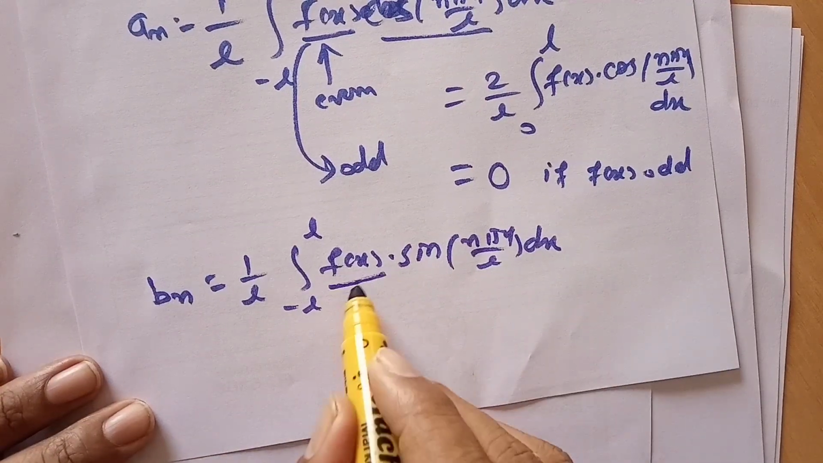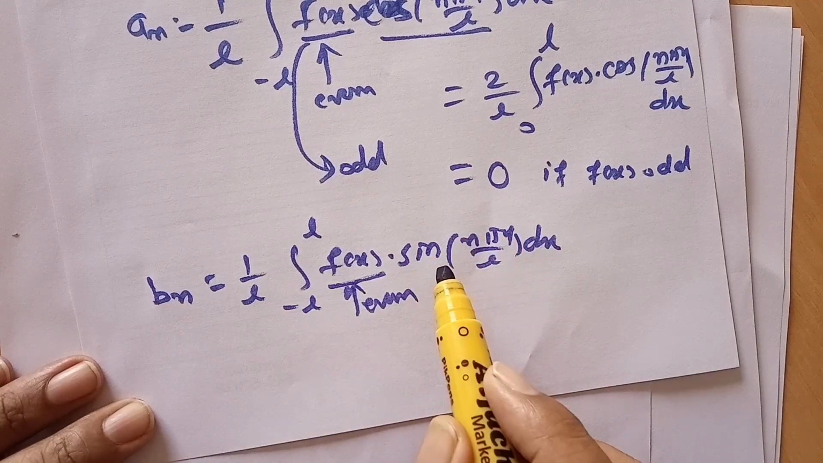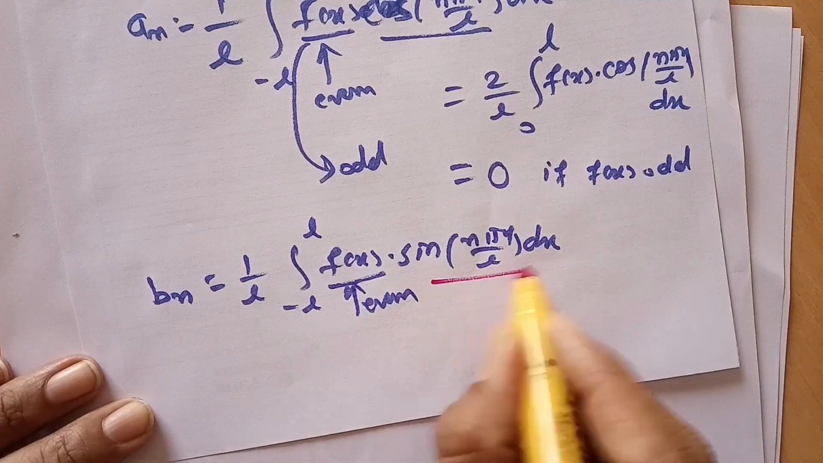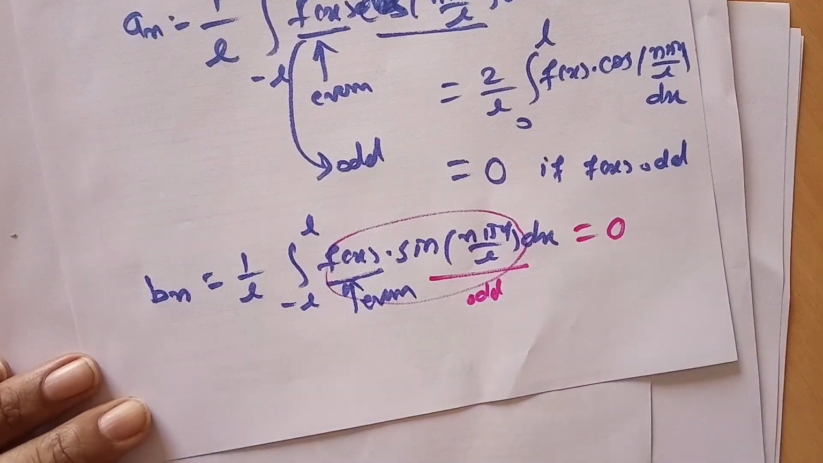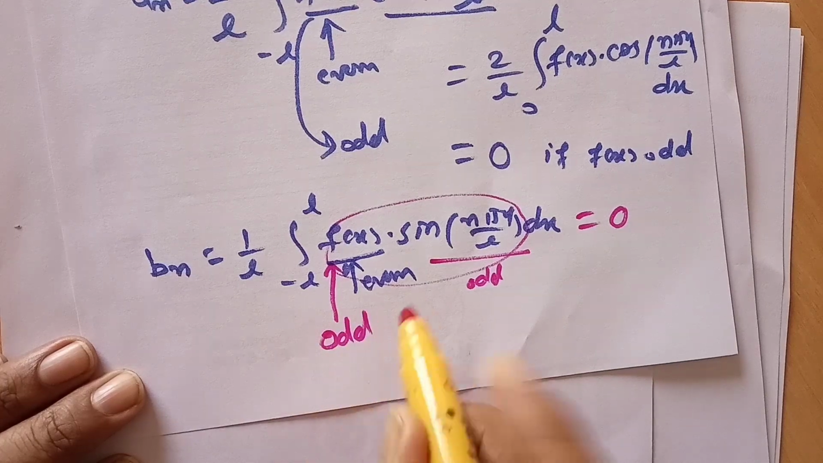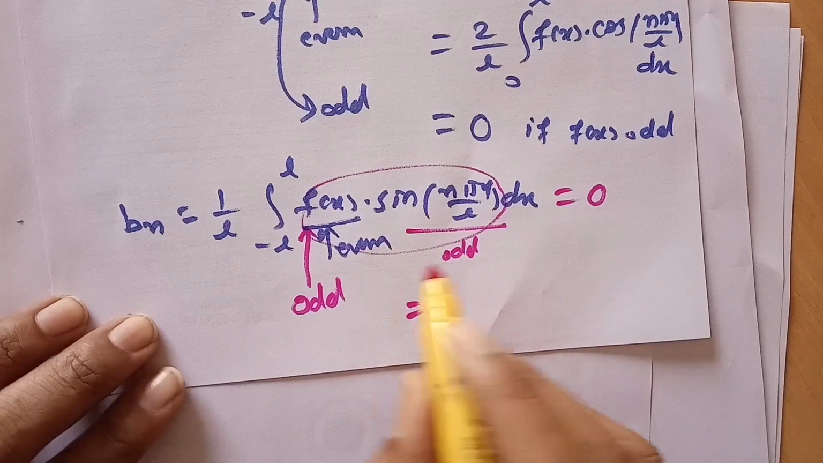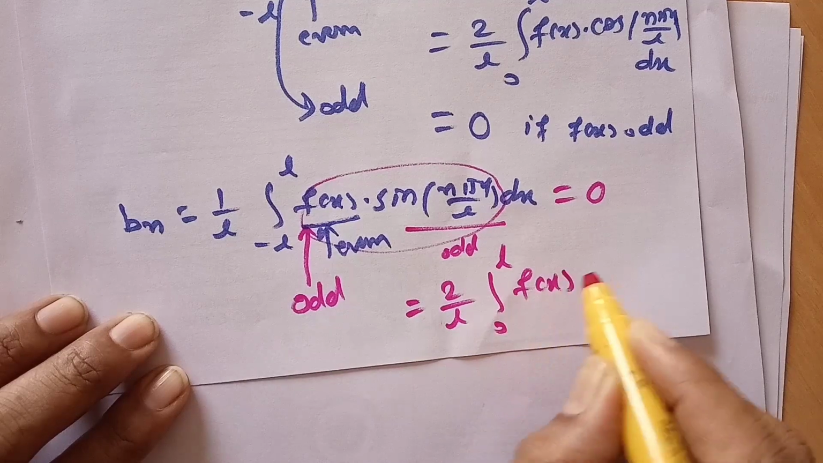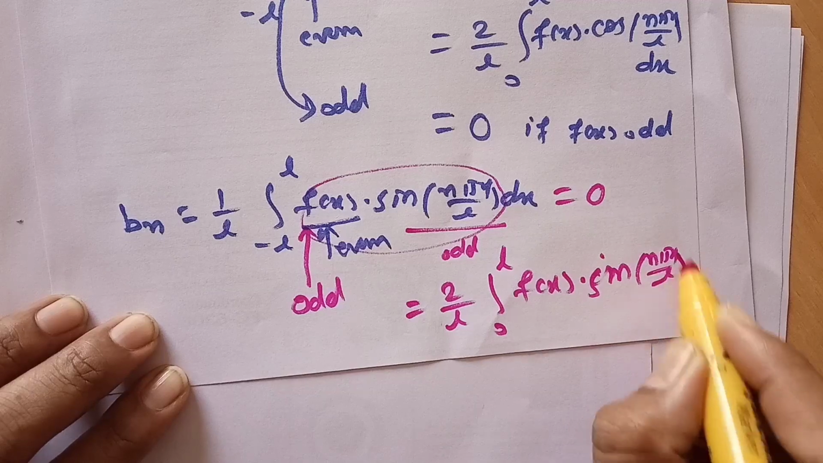Now I will say f of x is even. If f of x is even, this sine function is odd, so the total becomes odd, and we get this integration as 0. And if I say that f of x is odd, then odd into odd becomes even, so we get 2 divided by L, integration 0 to L of f of x into sine of n pi x divided by L dx.